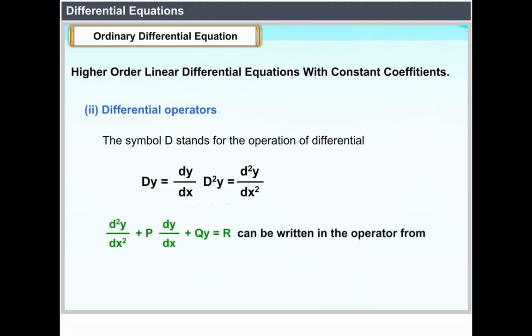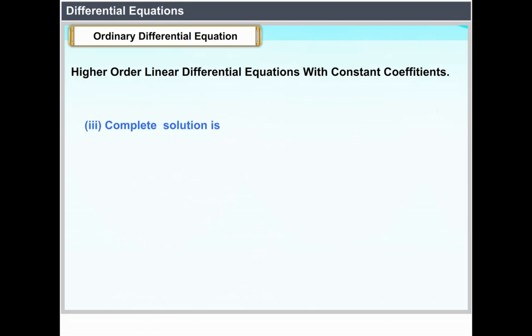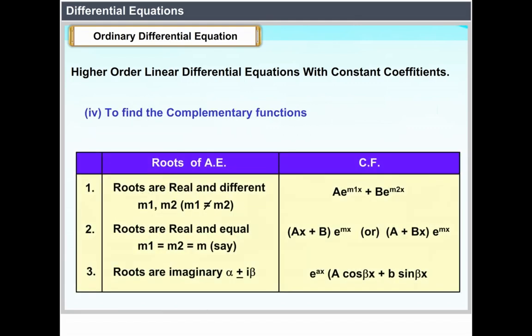d^2y/dx^2 + p dy/dx + qy = r can be written in the operator form: D^2 y + pDy + qy = r, or (D^2 + pD + q) y = r. The complete solution is y = complementary function plus particular integral. To find the complementary functions, we have to see the tabular column very carefully. Roots of auxiliary equation and then complementary function.